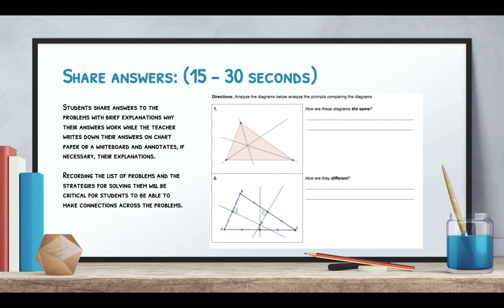From here, students are going to share their answers to the problems with brief explanations, why their answers work. And as a teacher, we're looking to gather what we see. Obviously, it looks very different in the remote setting, but we have methods for gathering this data. And recording this list of problems and strategies is going to be critical for students to be able to make connections across the problems going forward. And we have these tools where we could gather all of this from our students.